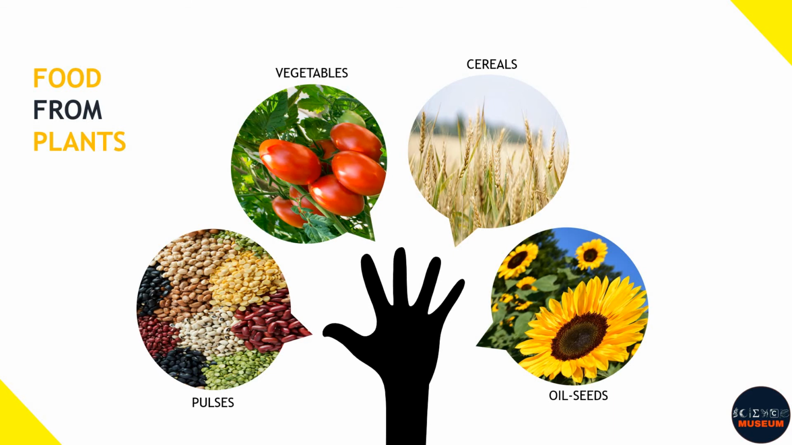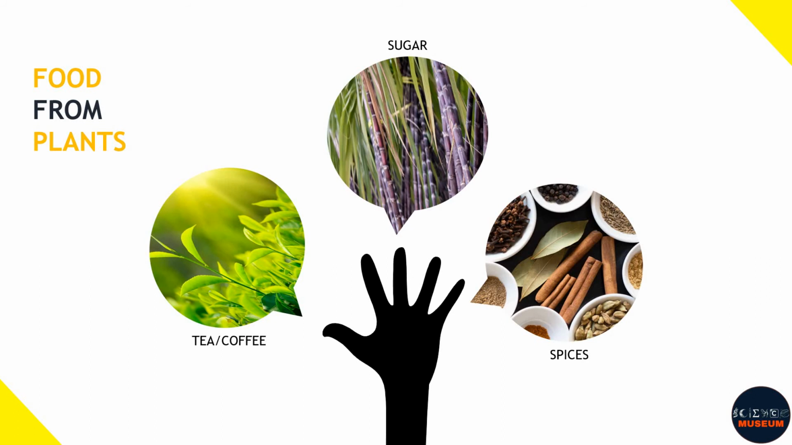Vegetables and fruits are a good source of minerals, vitamins and roughage. These are grown and eaten almost everywhere. And next is oil seeds. Seeds of many plants are used to extract oil from them. Some of the most common oil seeds are mustard, sunflower, coconut, groundnut, cottonseed, soybean and til. Some other food items that we get from plants can be classified as tea or coffee, sugar and spices.